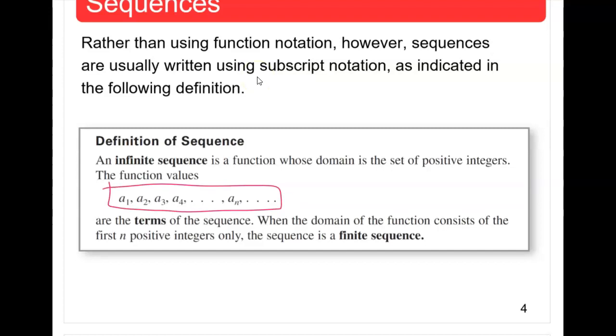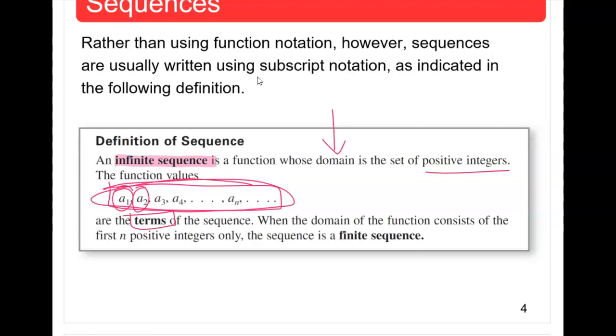Since we don't know what the last term is, we refer to the sequence as an infinite sequence. An infinite sequence is a function whose domain is the set of positive integers, as we discussed on the previous slide, and these are the function values, the outputs. If the input or domain is the set of positive integers, then the outputs, which are represented by numbers, are considered the range of the sequence, and the terms of the sequence.